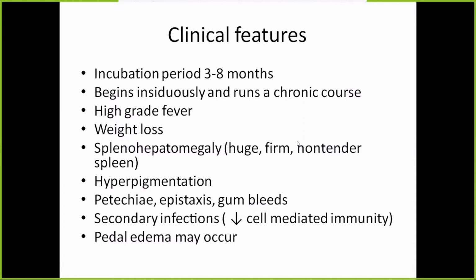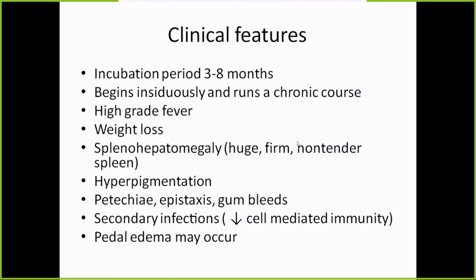It begins insidiously and runs a chronic course. Okay? And there is high grade fever, there is weight loss, and splenohepatomegaly. Huge and non-tender spleen. It's called splenohepatomegaly because the splenomegaly is more prominent than hepatomegaly. Spleen is much more enlarged than liver in Kala-azar. And there is hyperpigmentation, skin pigmented dark, that's why the name is Kala-azar. And there is petechiae, epistaxis, and gum bleeds.